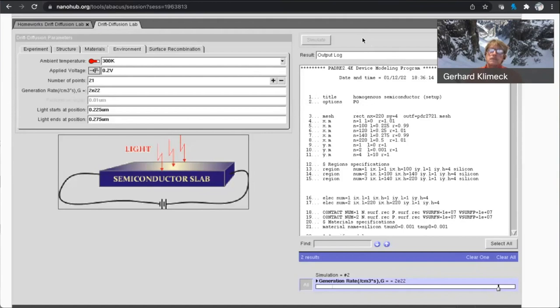Okay, another question from the chat. How do you arrange all the simulated graphs in a single window? You mean, so in this tool, we have one view of the world, of one result at a time, and this all button allows you to compare things across graphs, etc.